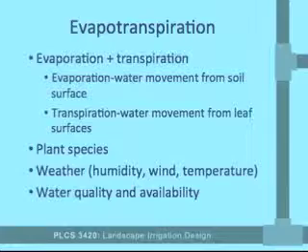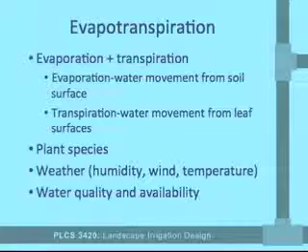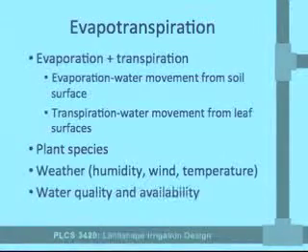Now the sum of water that is lost from the soil surface and through the plant leaves to the atmosphere is called evapotranspiration, or ET. And you're going to hear me refer to it a lot more often as ET. It's a lot easier to say. It's typically reported in depth units over time, such as inches per day, week, hour, month. And many factors are going to affect ET, including plant species, of course, what's going on with the weather, things like humidity, wind, and temperature, and then how the quality of the water is and the availability of that water.